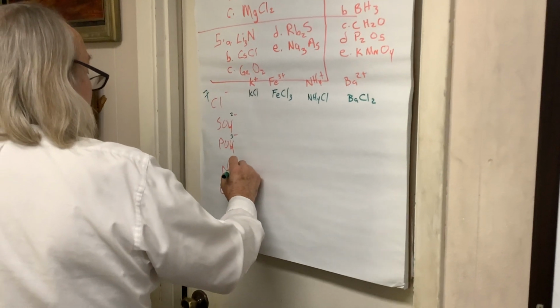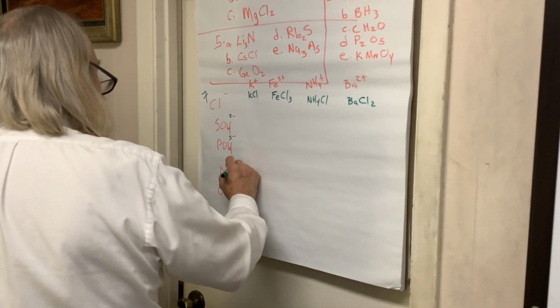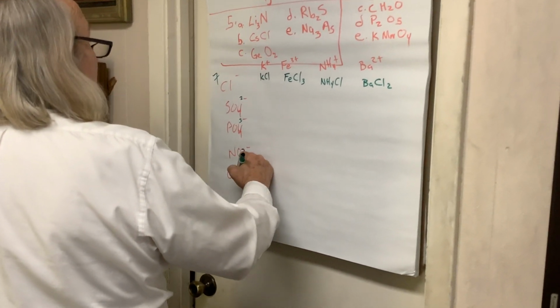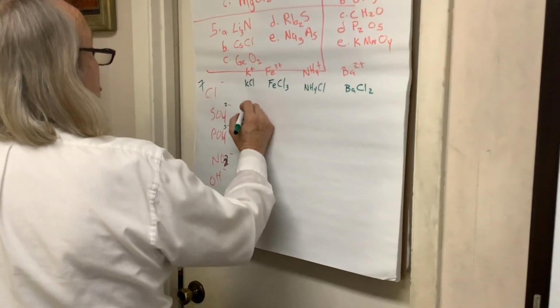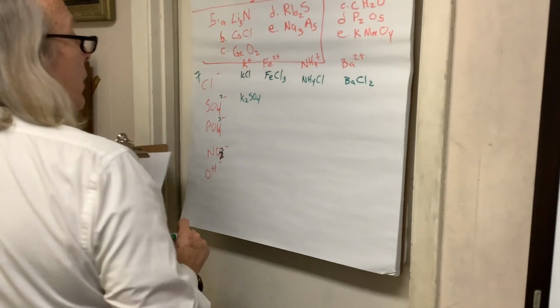And nitrate is NO3, sorry, NO2 is nitrite. NO3, but it's -1, or 1 minus. The 1 is understood, okay? So on the sulfate, potassium sulfate is K2SO4.